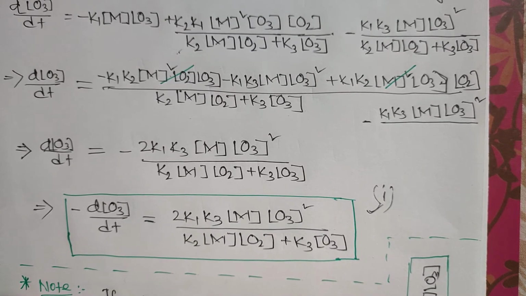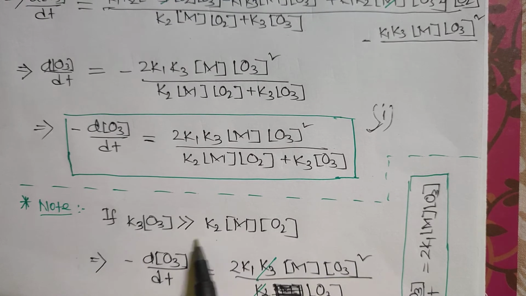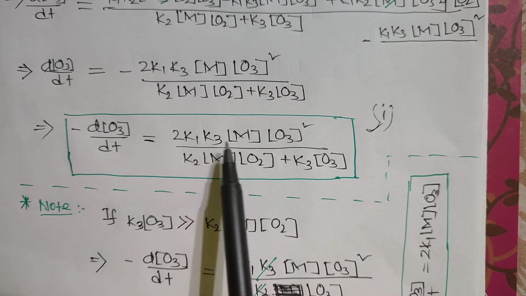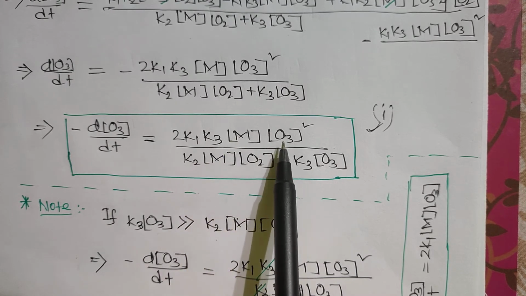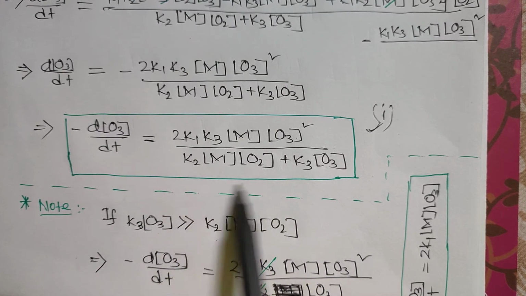So 2K1 K3 O3 square m, this one. Notice that this was actually a linked question, and they also asked about a condition, suppose K3 O3. From here we are not able to get the order of this reaction with respect to O3 or O2. This is actually a complex equation.